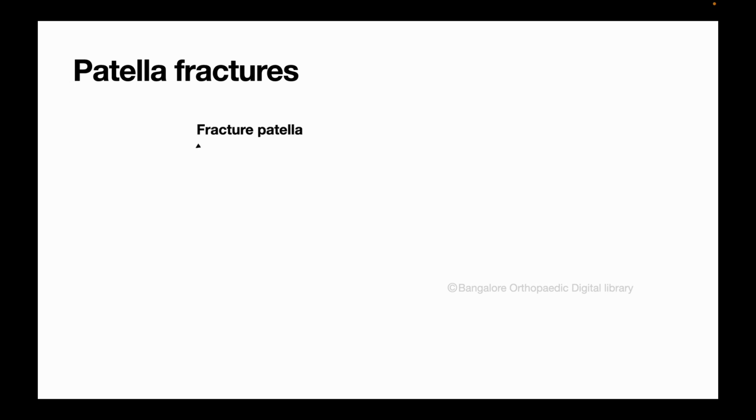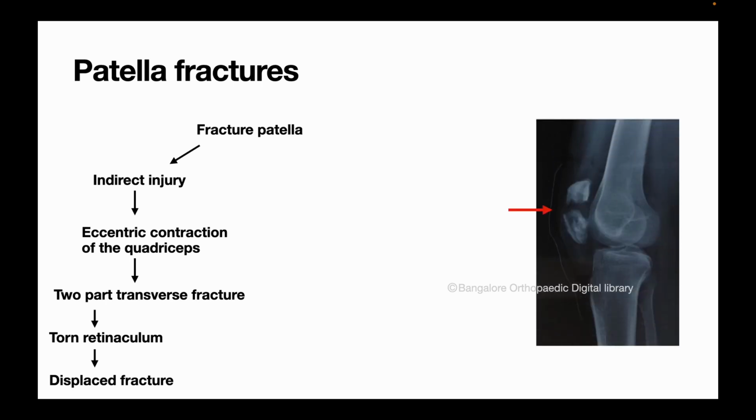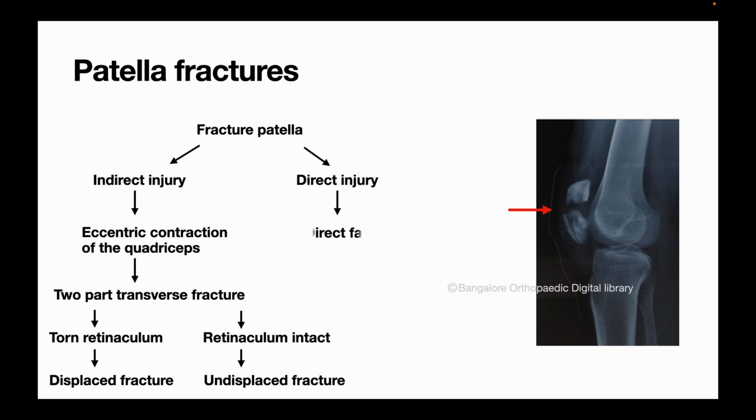Indirect injury leading to patellar fracture is by way of eccentric contraction of the quadriceps muscle, and the fracture is usually a two-part transverse fracture. Here, if the muscle contraction is strong enough to fully tear the patellar retinaculum, the fracture gets displaced as shown here. Otherwise, it may remain as an undisplaced fracture. In direct knee hits such as landing on the knee or a dashboard injury, a stellate fracture may result.